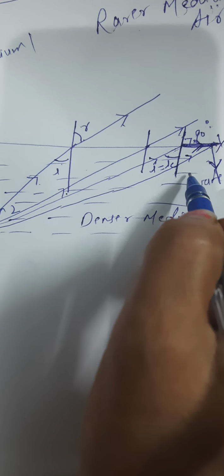We can say that total internal reflection is the process in which a ray of light from a denser to a rarer medium strikes the interface at an angle greater than the critical angle for that medium and is totally internally reflected back into the denser medium. The whole process is called total internal reflection. Clear?